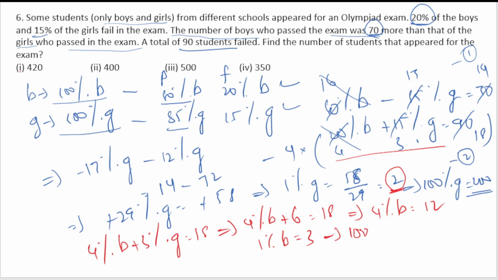So what is 100% boys? 100% boys is equal to 300. Find the number of students that appeared for the exam. We have to find total number of boys and total number of girls. It is 200 plus 300. It is 500. Third option. Next one.